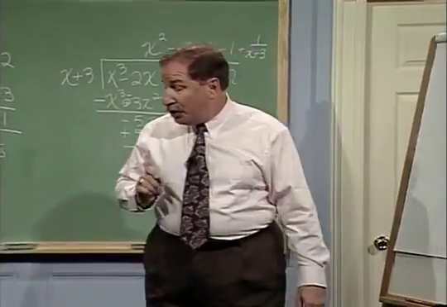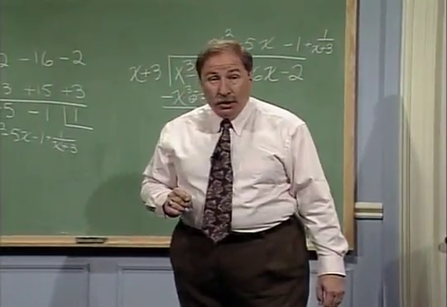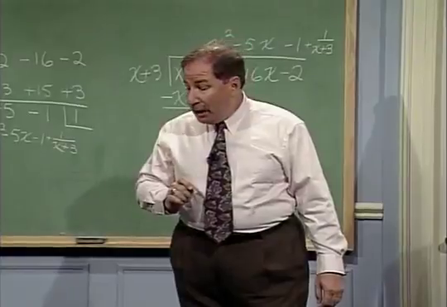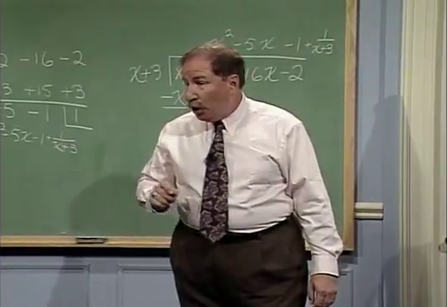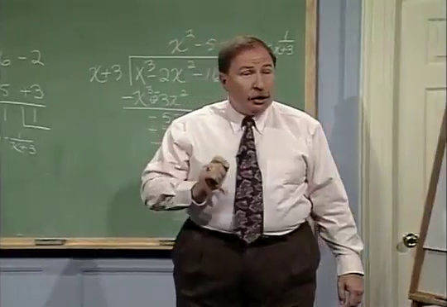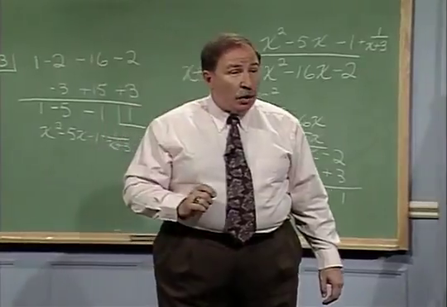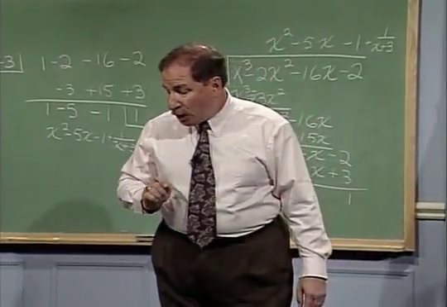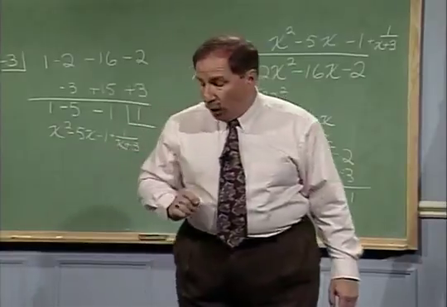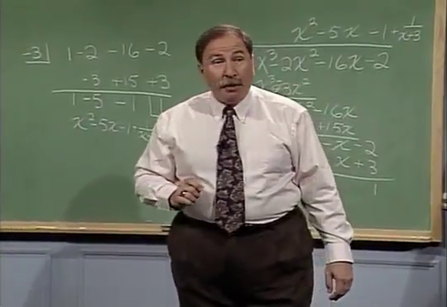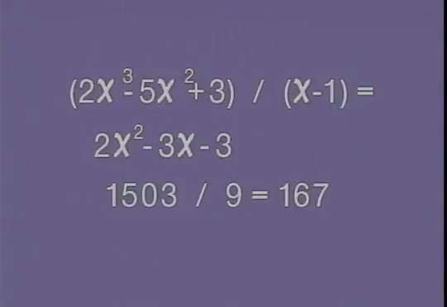A remainder of 0 means that when you divide x minus 1 into this polynomial, you get no remainder. What do we call a number that divides another number without a remainder? It is called a factor or a divisor. In other words, x minus 1 is a factor of 2x cubed minus 5x squared plus 3. In fact, x minus 1 times 2x squared minus 3x minus 3 equals 2x cubed minus 5x squared plus 3.